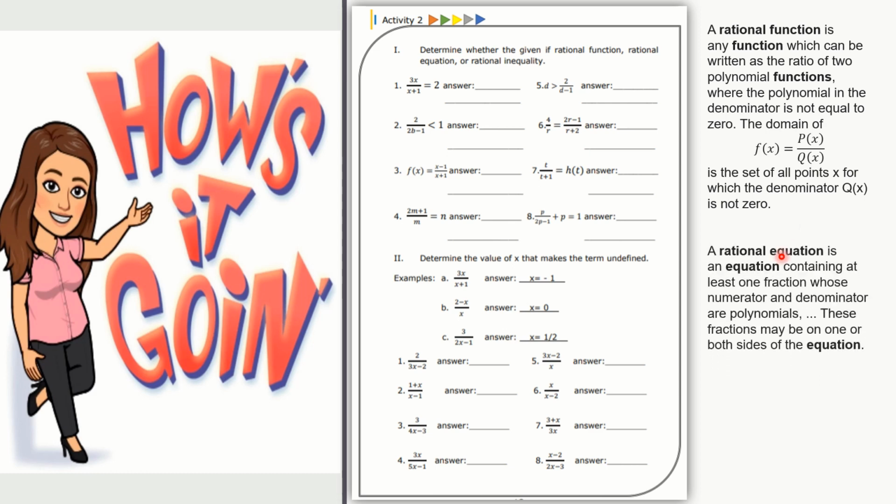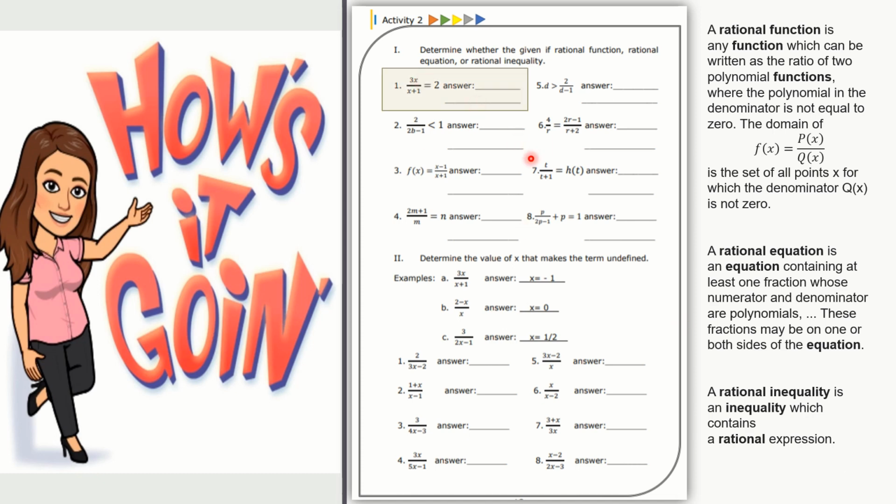A rational equation, on the other hand, is an equation containing at least one fraction whose numerator and denominator are polynomials. These fractions may be on one or both sides of the equation. A rational inequality is an inequality which contains a rational expression. Now that we have the definitions in place, we first look at the odd-numbered items in part 1.